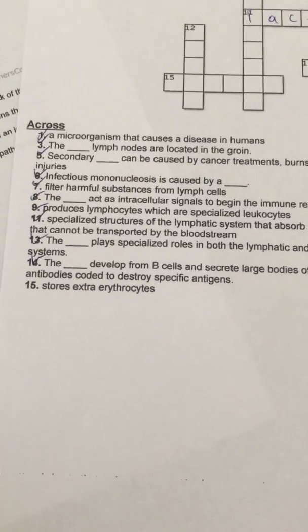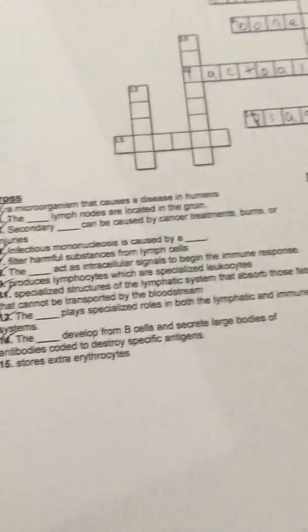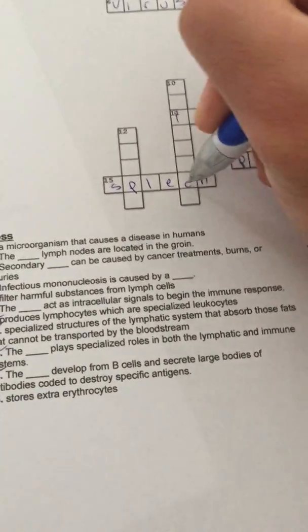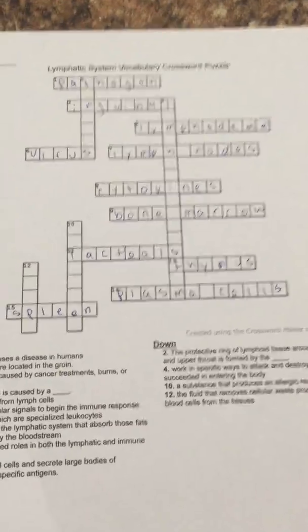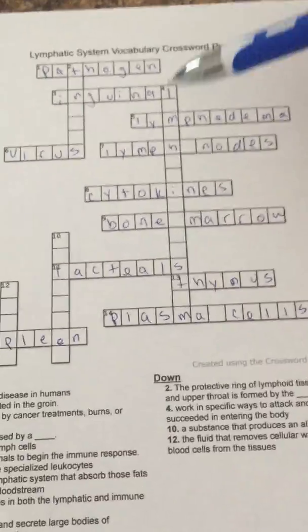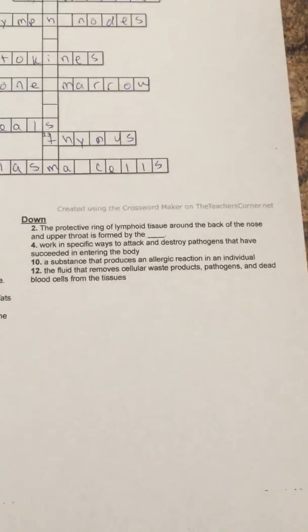Okay, and the last across, what stores extra erythrocytes? The answer to that would be the spleen. It's looking for a specific organ, and that specific organ is the spleen. Now that we've completed the across, you can see a lot of the puzzle is filled in, and it's going to help us complete the down ones because there are already letters there. So we're going to go to the down now.